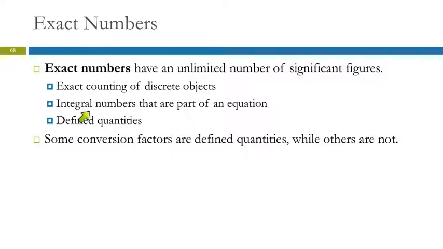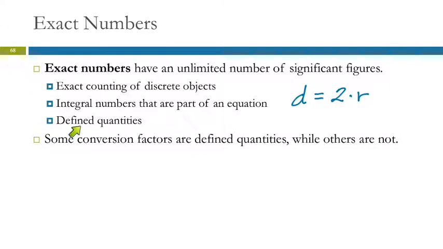Another type of exact number is an integral number that's part of an equation. Integral meaning an integer. So the diameter of a circle is 2 times the radius. This is an integer that's part of an equation. It's exact. The diameter is exactly 2 times the radius. So I would not consider the 2 when I was counting sig figs.